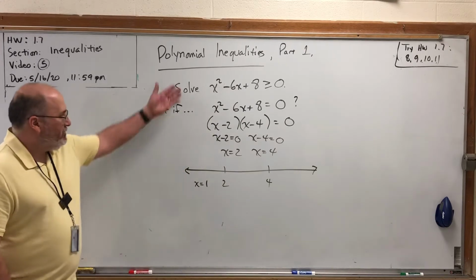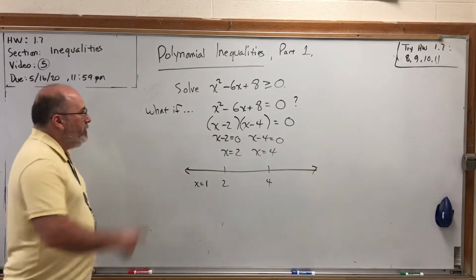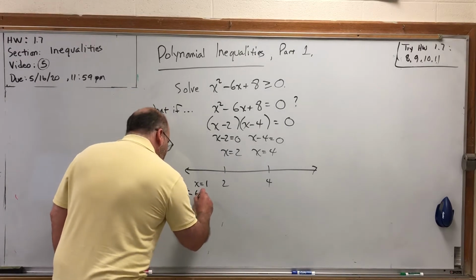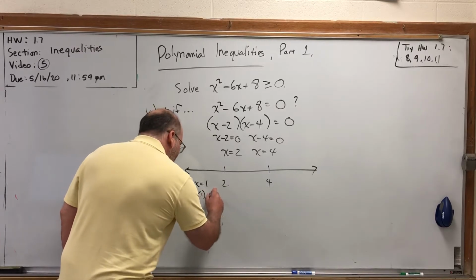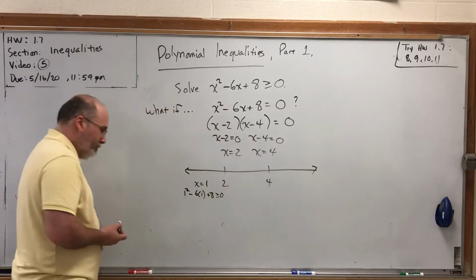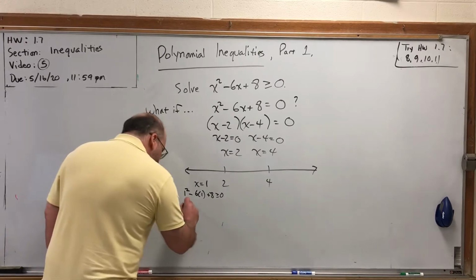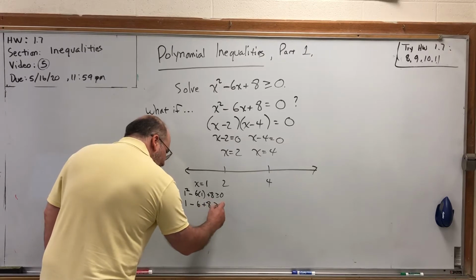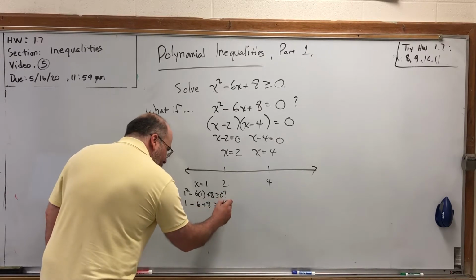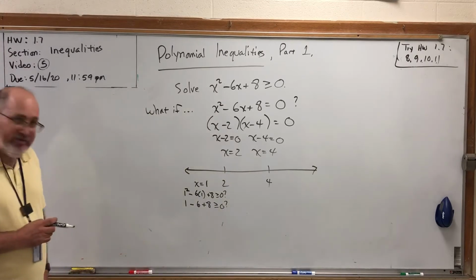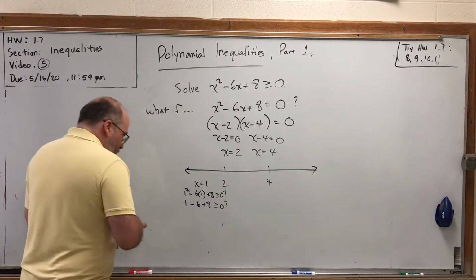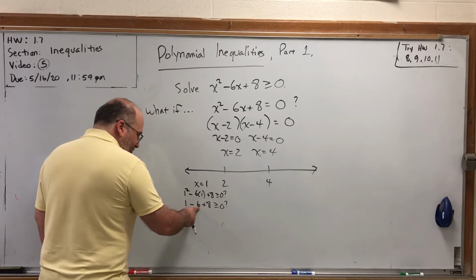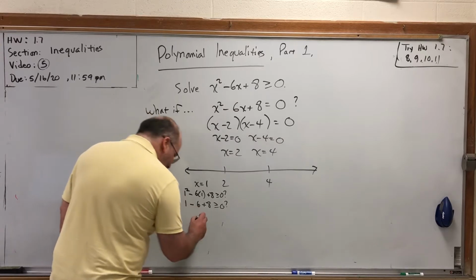We want to see if 1 makes the original inequality true or false. So let's put 1 back into the original inequality. 1 squared minus 6 times 1 plus 8. And we want to know if that's greater than or equal to 0. Well, let's work out the left side. 1 squared is 1. 6 times 1 is 6. We still have the plus 8. Technically, these should all have question marks because we're asking, is that greater than or equal to 0? Well, if we combine the positives, 1 plus 8 is 9, and 9 minus 6 is 3.